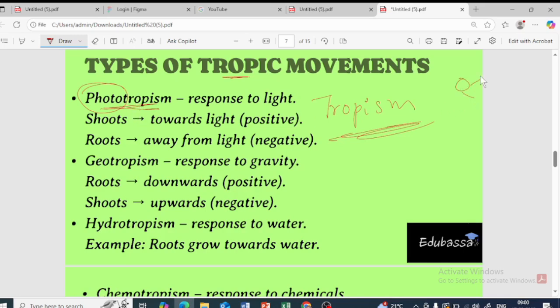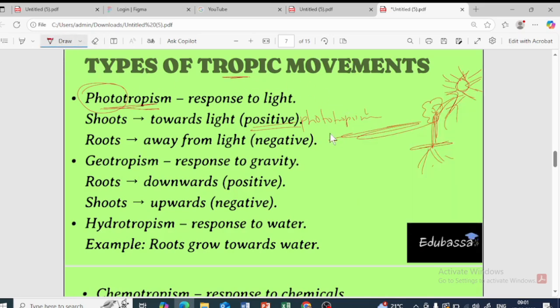So what happens when there is sunlight? When there is sunlight, the shoot part of the plant, this is the root part of the plant, this is the shoot part of the plant, it is going to bend towards where? Towards the sunlight, because it is sensitive. The growth is going to take place towards the sunlight. So that is said to be phototropism. Shoots always grow towards the sunlight, hence the shoot part shows a positive phototropism.